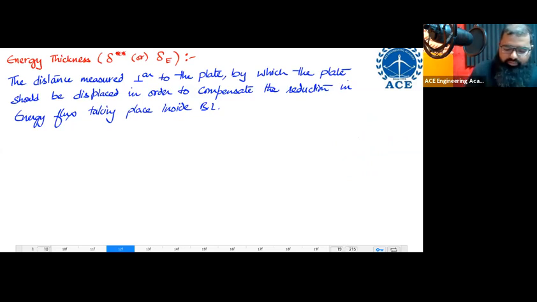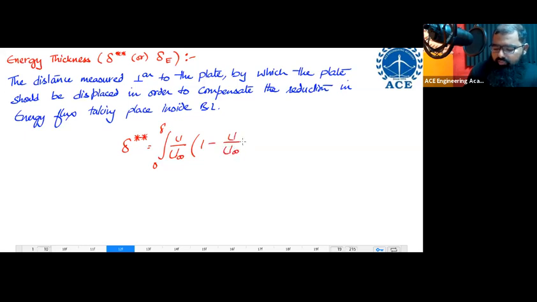What is the formula? You have to memorize the formula over here. Delta double star has to be equal to integral 0 to delta of u upon u infinity into 1 minus u upon u infinity, square, times dy. This is the formula we are having.